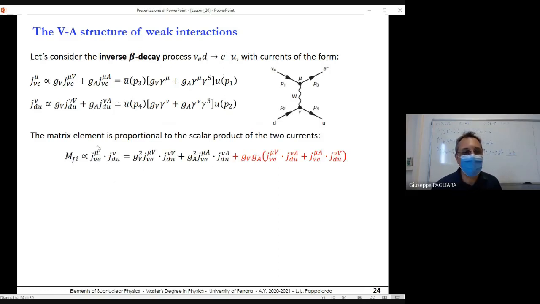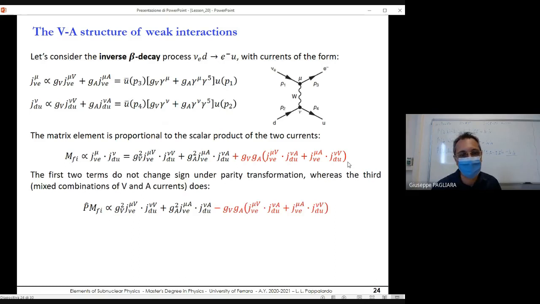Now, when you calculate your matrix element, at the end, you have to calculate the scalar product of the two currents at the upper and lower vertex. And when you do so, you get pure vector current, this one times this one, pure axial vector current, this one times this one, but also two mixed terms. You understand the point now? If you now apply the parity operator on your matrix element, then the mixed term will change sign. And so we found the mechanism to introduce parity violation in weak interactions.